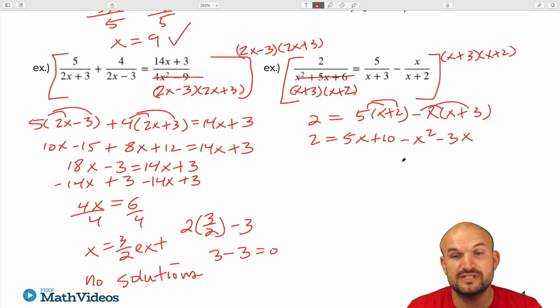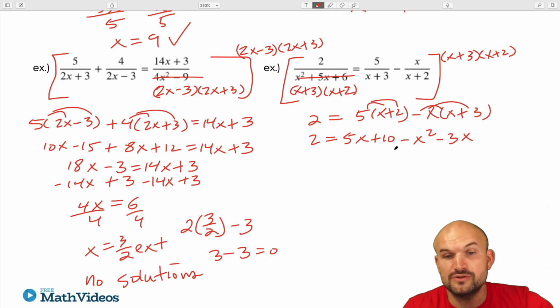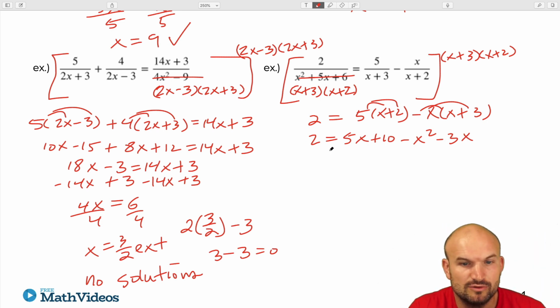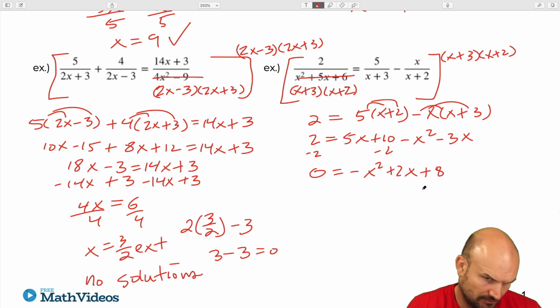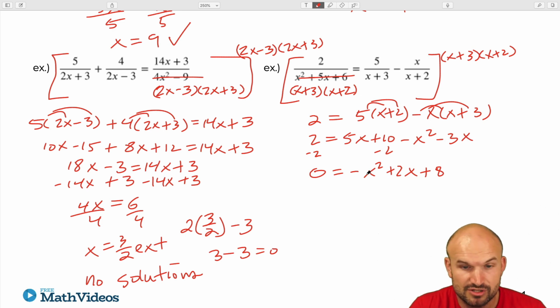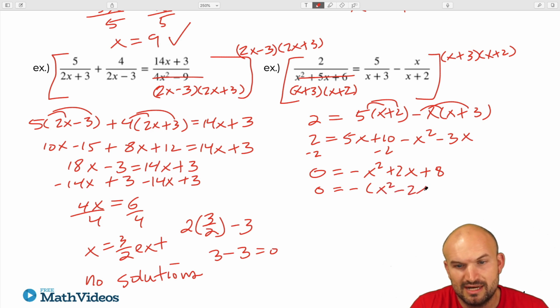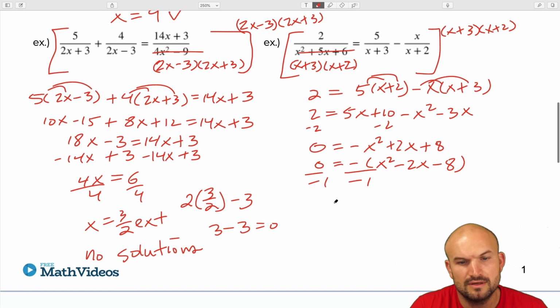So again, this is now producing a quadratic, right? So we're going to be looking for two solutions here. Let's go ahead and set this equal to 0 and simplify. So 0 equals a negative x squared, and 5x minus 3x is going to be a positive 2x, and then plus 8. Now, we can factor out the negative in both cases, so that'd be x squared minus 2x minus 8. You can divide out that negative 1. So 0 equals x squared minus 2x minus 8.